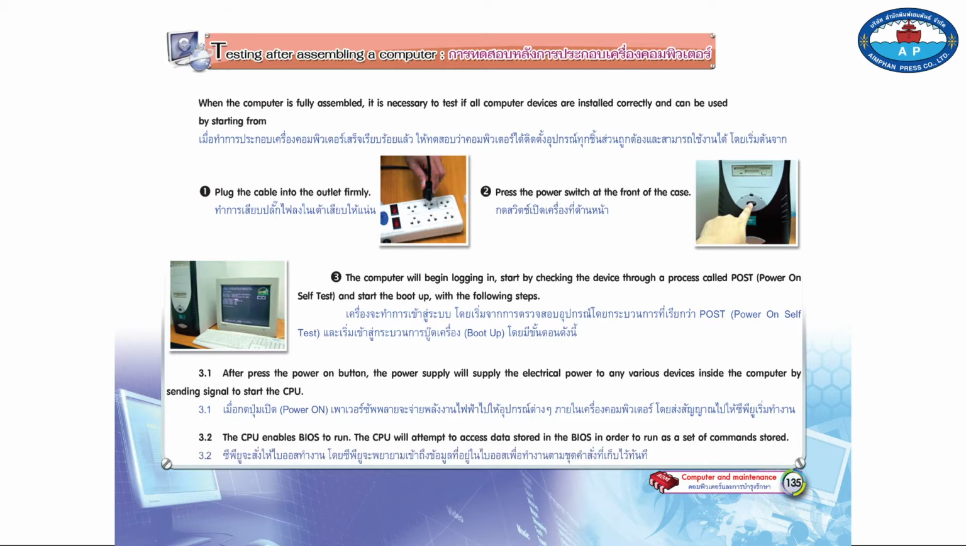Number 3.2. The CPU enables the BIOS to run. The CPU will attempt to access data stored in the BIOS in order to run the set of commands stored there.